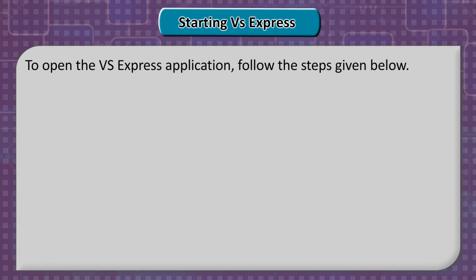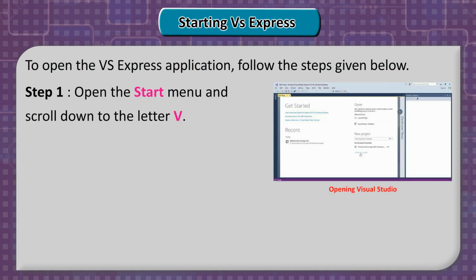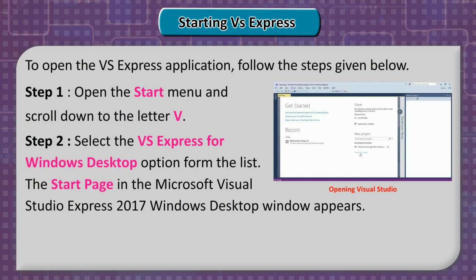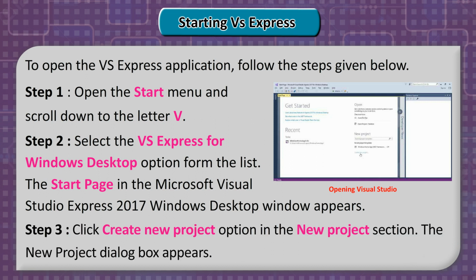Starting VS Express. To open the VS Express application, follow the steps given below. Step 1. Open the Start menu and scroll down to the letter V. Step 2. Select the VS Express for Windows Desktop option from the list. The Start page in the Microsoft Visual Studio Express 2017 Windows Desktop window appears. Step 3. Click the Create New Project option in the New Project section. The New Project dialog box appears.